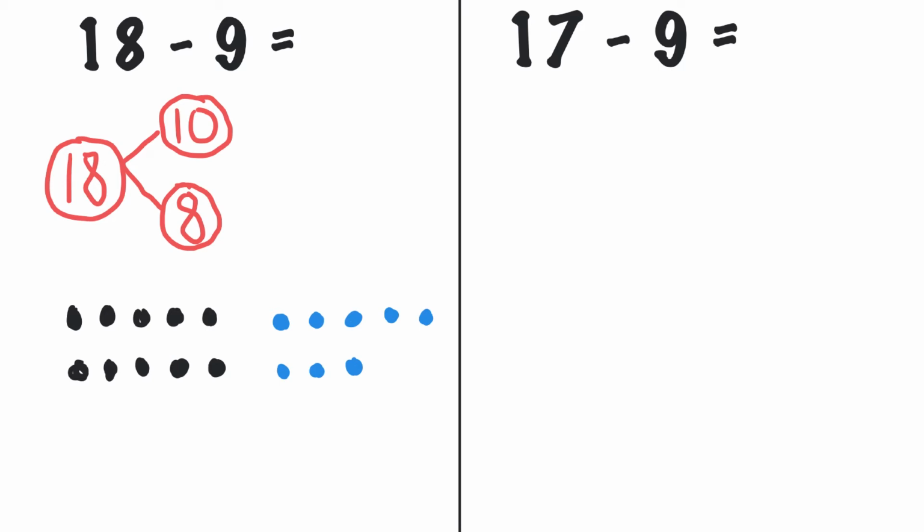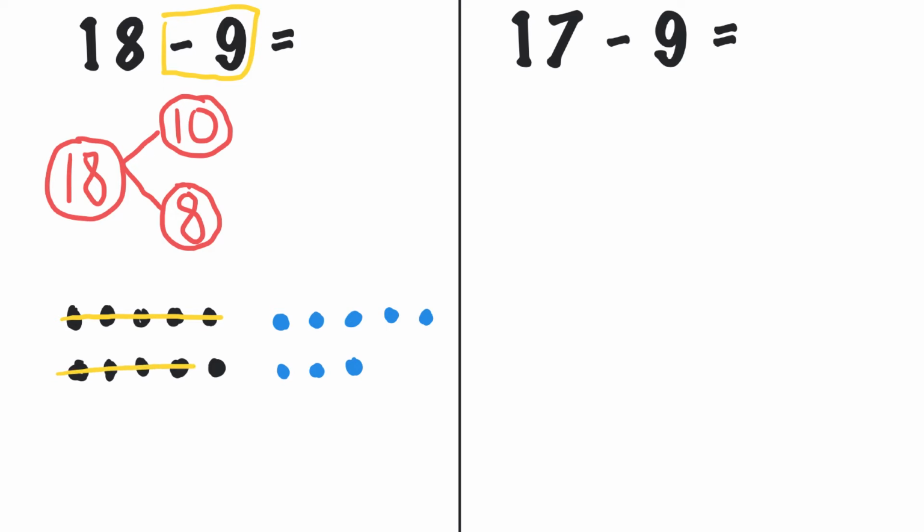So I'm looking at subtracting 9. So let's minus 9 now. So I'm going to cross out. Remember, anytime we subtract, we're crossing out. We're taking away. We're going to have a smaller number. So I'm going to cross out 9. So 1, 2, 3, 4, 5, 6, 7, 8, 9.